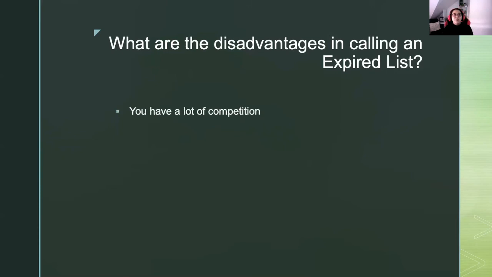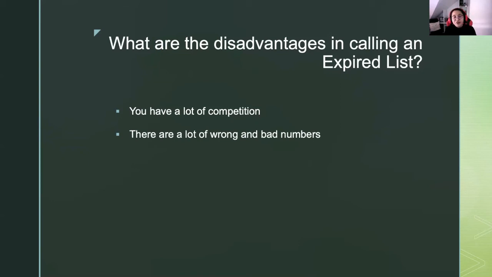Now, one of the disadvantages of calling an expired list is that you have a lot of competition. As soon as a listing expires, all of the realtors in that area would be aware of that. They have a system, like the MLS, where you would be able to see all of the listings that expired.